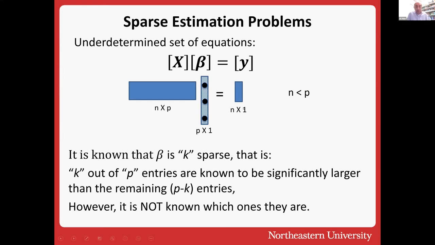So for this kind of underdetermined set of equations, where you have a smaller number of equations than the number of unknowns, but you know that the unknown vector contains only a few non-zeros, even though you don't know where they are, which ones are those, you know that there are a few. So these kinds of sparse problems were dealt with earlier.